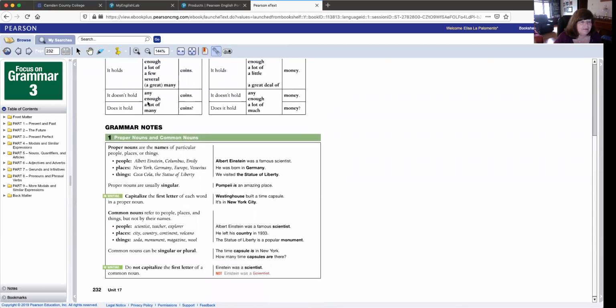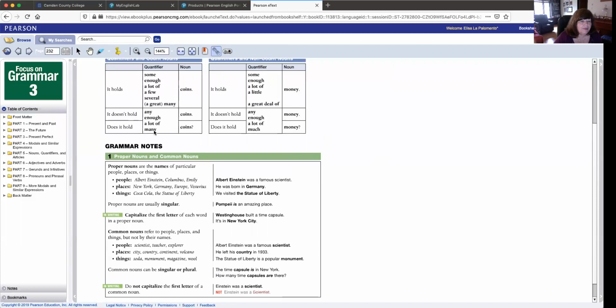In negative, we can use some of these words again. For example, enough, you see enough here, a lot of, you see a lot of up here, and many, which you also see here. But the word any, we can only use for negatives and questions. So here we have the negative: it doesn't hold any coins. It doesn't hold enough coins, it doesn't hold a lot of coins, it doesn't hold many coins.